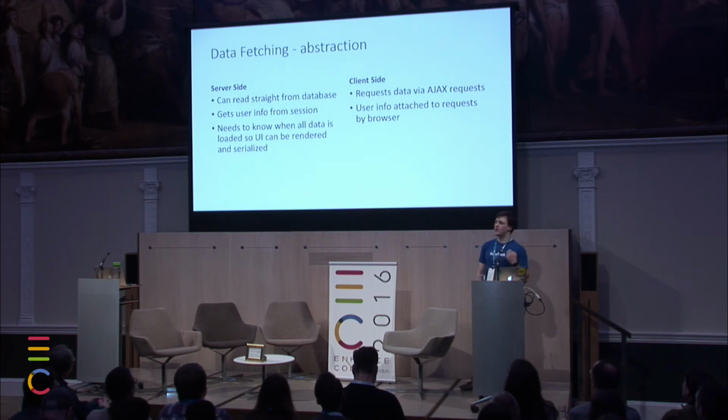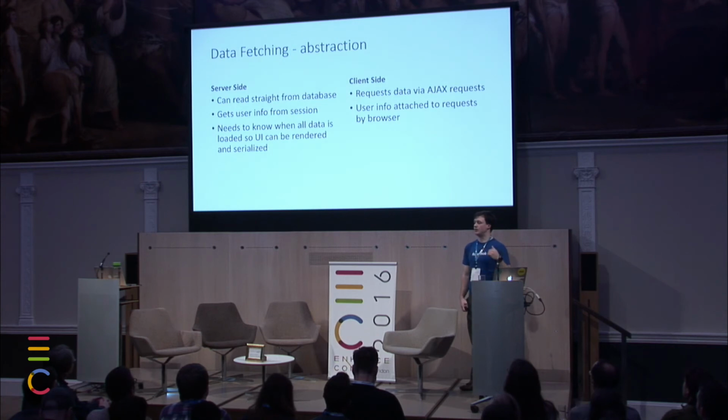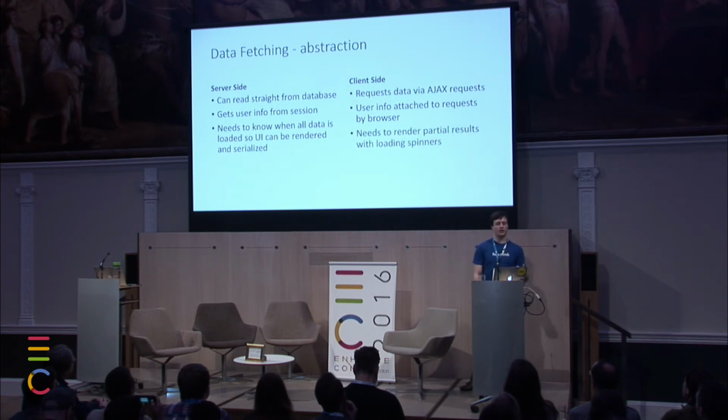Crucially, the server needs to know once all of the data is fetched. It needs to know at what point the app is ready to render and at what point we can then render it and send it to the client. The client, by contrast, needs to be able to render partial results. We want to be able to show loading spinners for the bits of the UI that we haven't yet loaded the data for, and at the same time render the bits that we have got the data for. So that's the key difference between the client and the server that we're going to have to represent somehow.